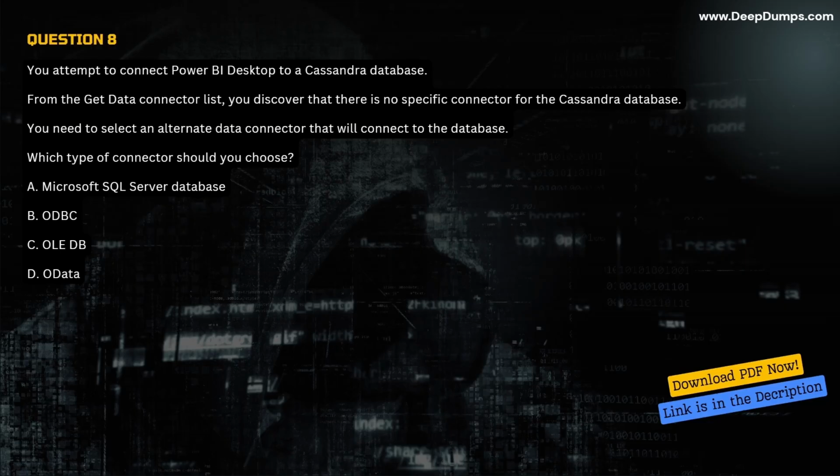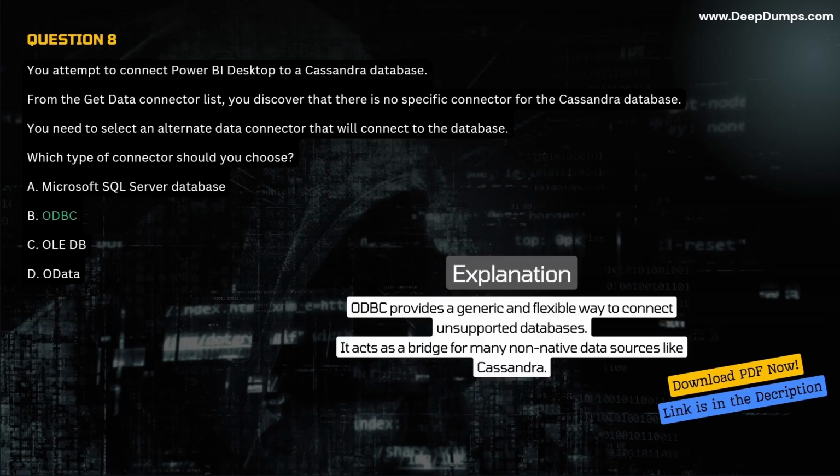A. Microsoft SQL Server Database. B. ODBC. C. OLEDB. D. OData. Correct answer is B. Explanation. ODBC provides a generic and flexible way to connect unsupported databases. It acts as a bridge for many non-native data sources like Cassandra.